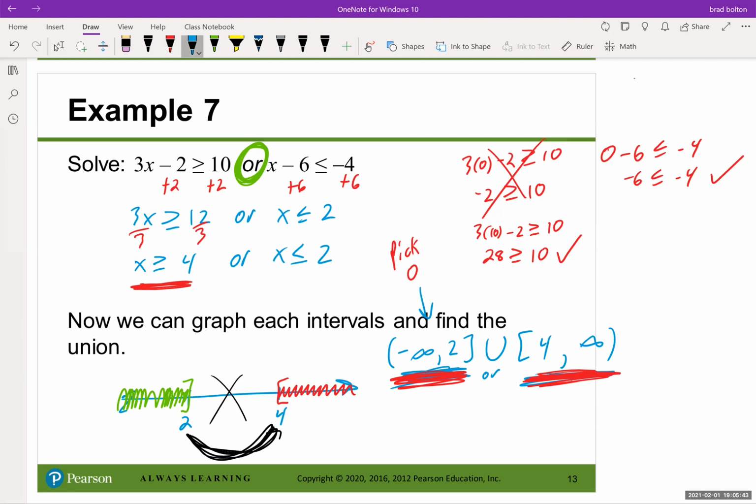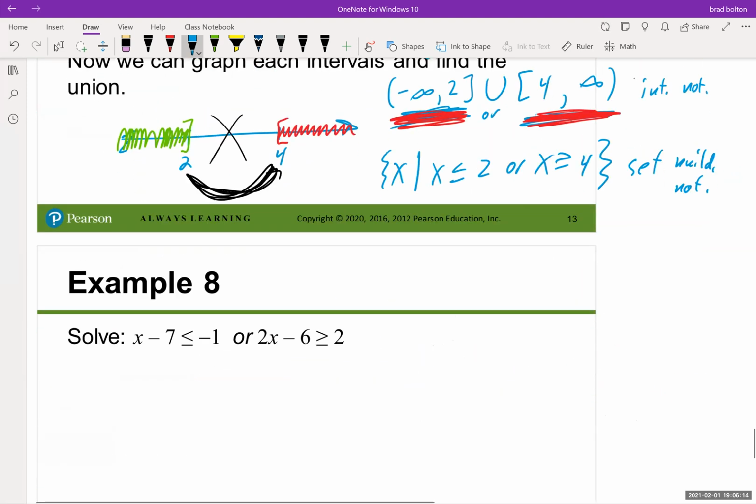Okay. If you want to do set builder, you would say x such that, and then you would say x is less than or equal to 2, or x is greater than or equal to 4. And that's how you would write it in set builder. Once again, this is interval and this is set builder notation. Either one of those is correct, but make sure when you're doing the homework, you're answering it the way they ask for in the homework, okay?